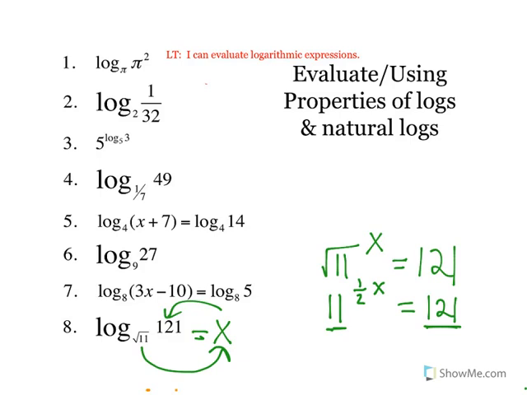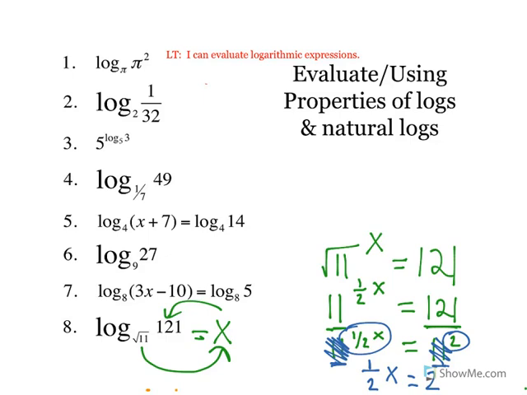What is 11 to the 1 power? 11. What is 11 squared? 121. So yes, absolutely, I can rewrite 121 as 11 squared. The bases are now the same. When the bases are the same and equal to each other, I can drop the bases, and what's left is equal. I've got 1/2 x equals 2.